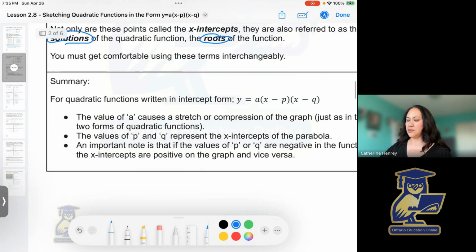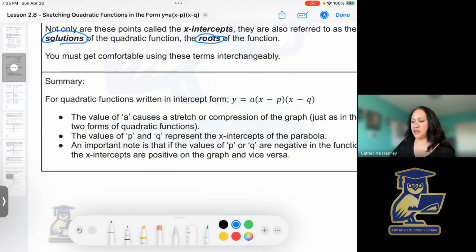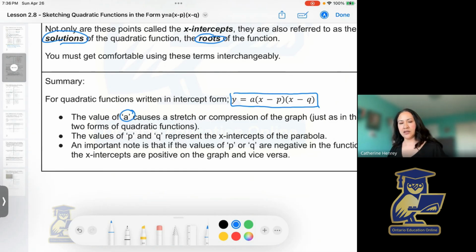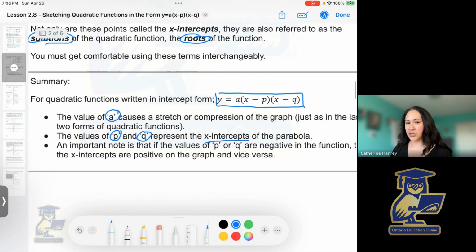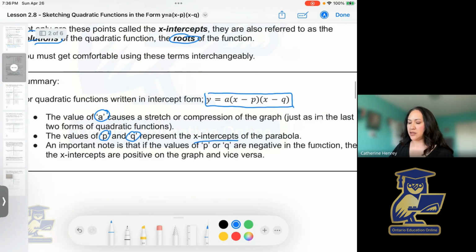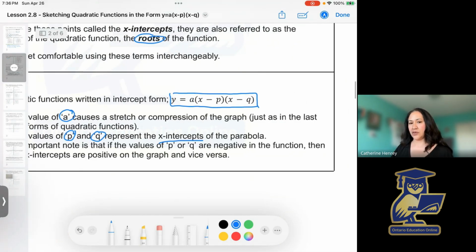So in summary, for a quadratic function that's written in intercept form, y equals a times x minus p times x minus q, the value of a is still the same. It can cause a stretch or compression or flip the graph upside down. It's just the same as in vertex form and standard form. But here, the values of p and q correspond to the x-intercepts of the parabola. And note that if the values of p and q are negative in the function, then they are positive on the graph and vice versa.